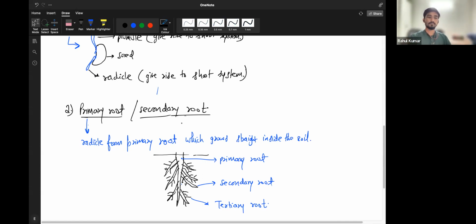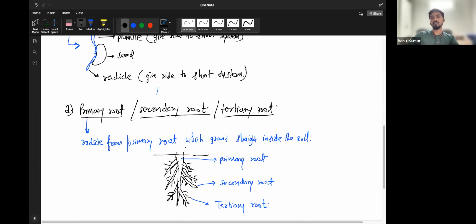Is it clear about the primary, secondary and tertiary roots? So whenever this question comes, you can just draw this diagram and explain. Make sense, everyone?